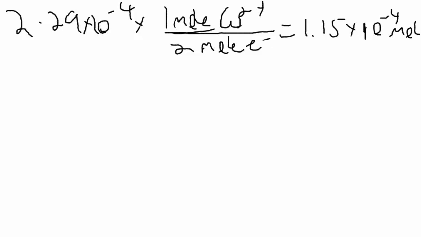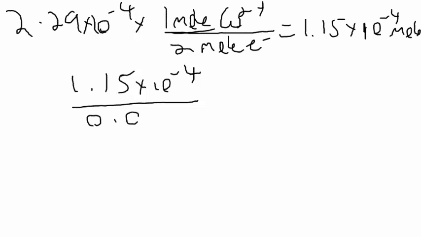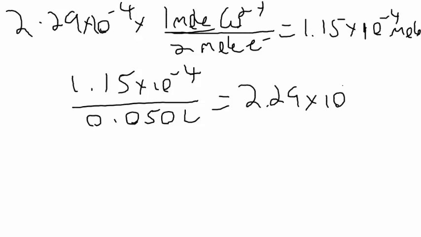moles of copper. And to get the concentration, we take the moles of copper and divide it by the volume, which is 0.05 liters. And we'll get the concentration of 2.29 times 10 to the minus 3 molar, or 2.3 millimolar.